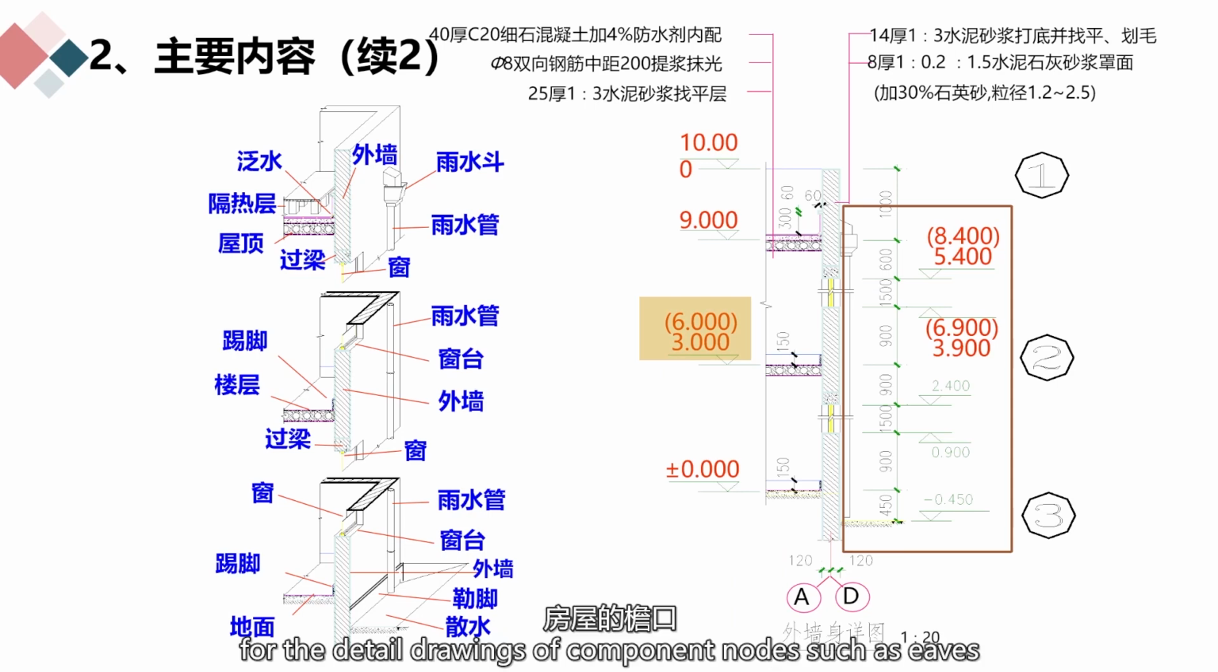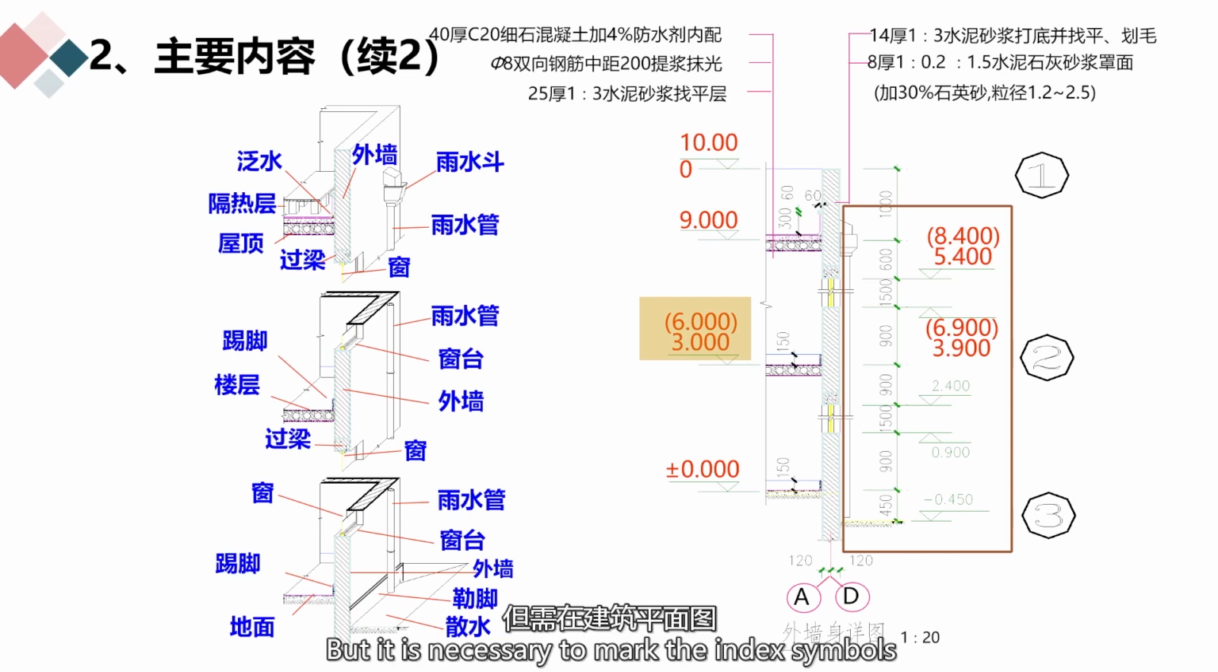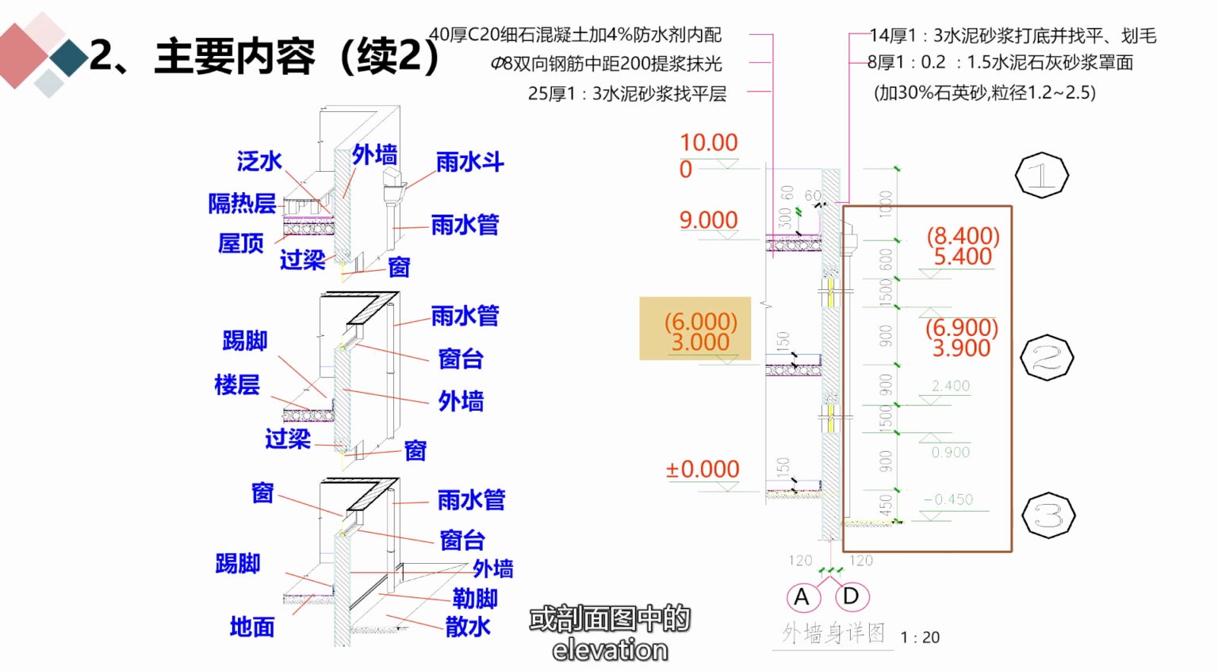Sometimes, for the detailed drawings of component nodes such as eaves, roofs, floors, window sills, and aprons of buildings, they can be directly selected from the Architectural Standard Drawing Collection, but it is necessary to mark the index symbols at the corresponding parts in the building plan, elevation, or section drawing, and note the name, number, and detailed drawing number of the Standard Drawing Collection.